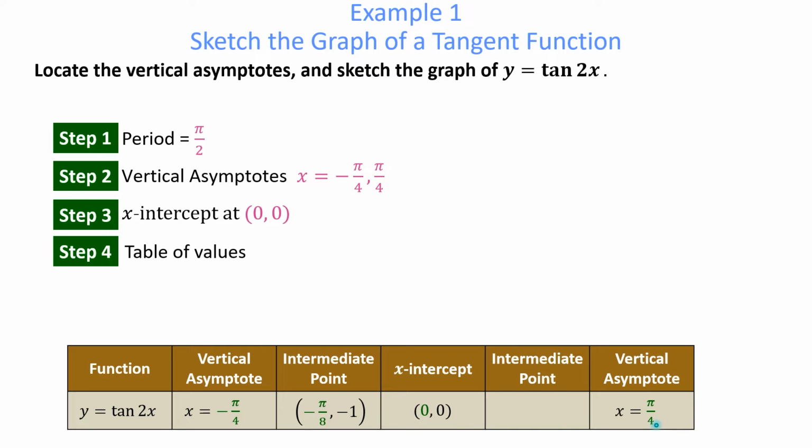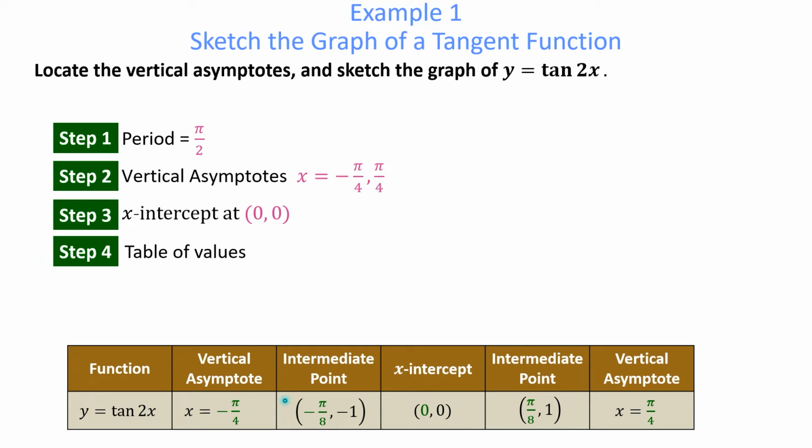To find this intermediate point, we want the midpoint of the 0 here and x equals pi over 4 over here. So again, we add the two values and then divide them by 2. So 0 plus pi over 4 is pi over 4. Pi over 4 divided by 2 gives me pi over 8. And again, we substitute this x value into this function to give us this y value of 1.